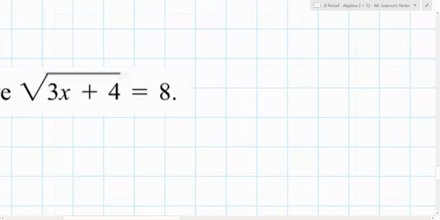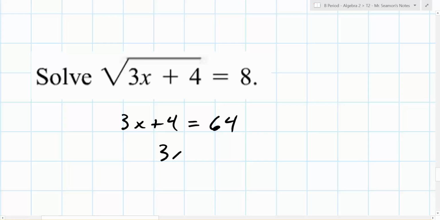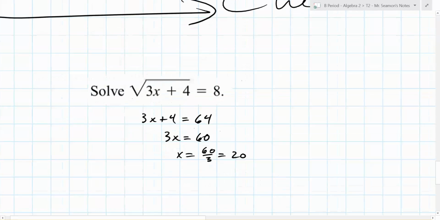So if I asked you to do this one, what should you do first? So we end up with 3x plus 4 is equal to 64. Then subtract what? So 3x is equal to 60. So x is equal to 20. Exactly. Nice. So some of them are really straightforward. You will definitely get ones that are very, very straightforward.